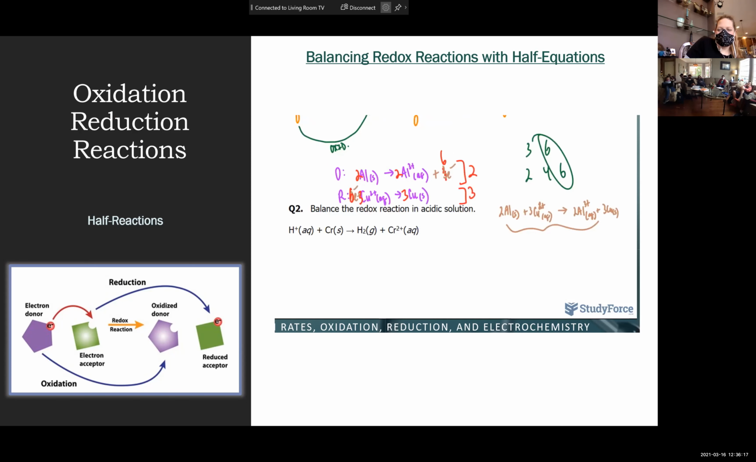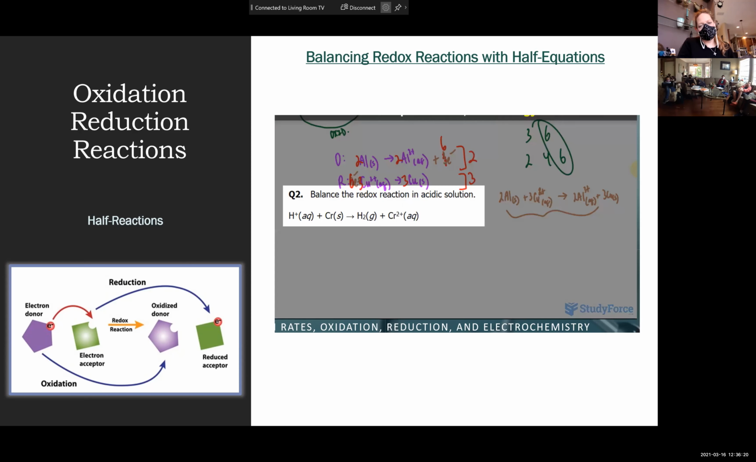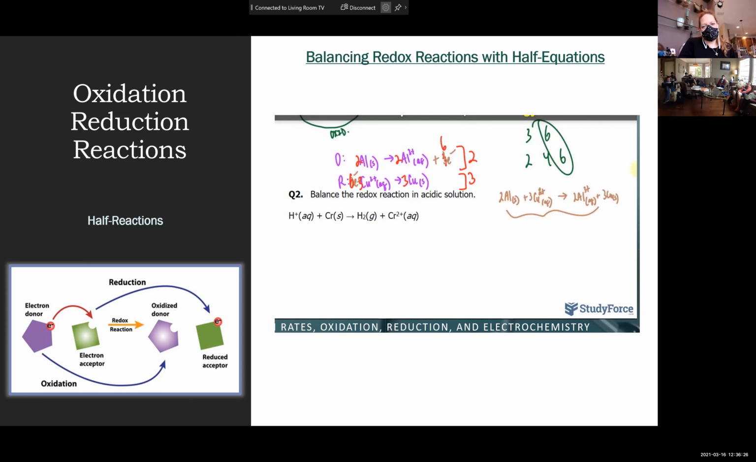Welcome back to the second part of the series of balancing aqueous redox equations. We ended off with the following question. We're asked to balance the redox reaction in acidic solution. We'll follow the exact same method as we did in question number 1. First, we have to determine what's being oxidized and what's being reduced. And we learned that if we're dealing with atoms that are in their solid state or pure gas molecules, their oxidation states are 0. So I'll start by placing 0 here, 0 here.